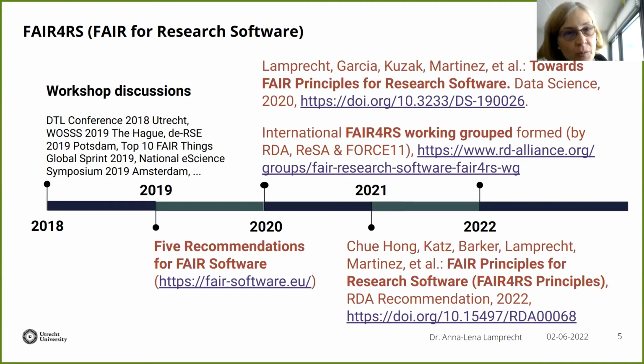Specifically for FAIR for research software, the discussion started around 2018. I remember we had this DTL conference in Utrecht, also with Carlos and Mateus, who I saw in the participants list for today, discussing this. I think we ran a first session, then it was in The Hague at the workshop on sustainable software sustainability. It ran at certain research software engineering conferences, the National eScience Symposium, and so on, and then really quickly kicked off and became more famous. I think this timeline only mentions a few major milestones in the discussion.